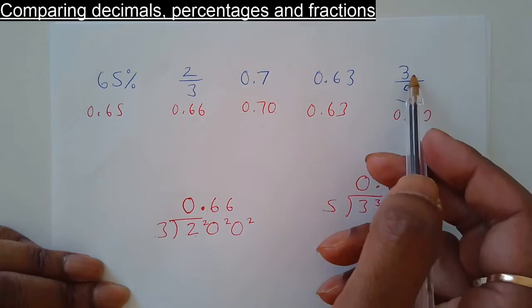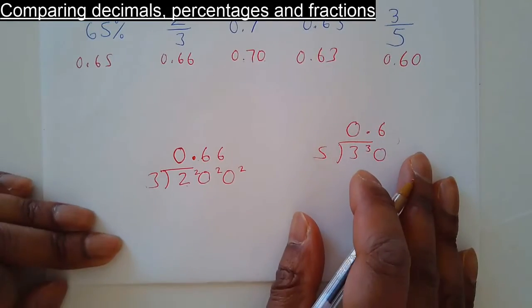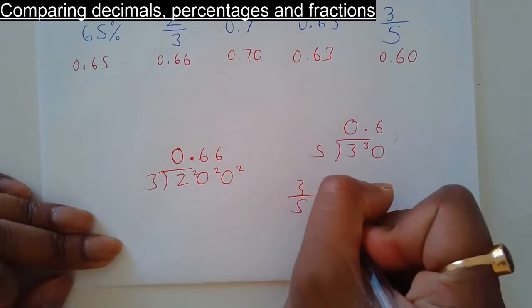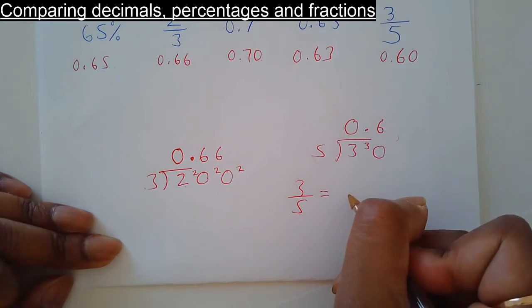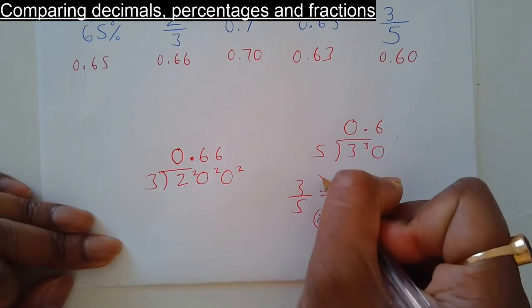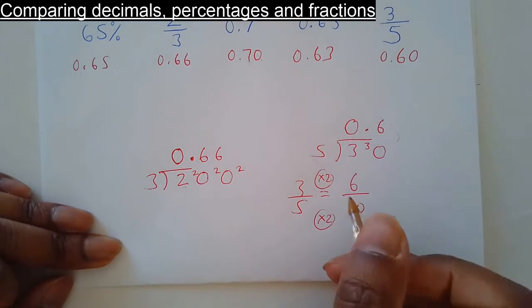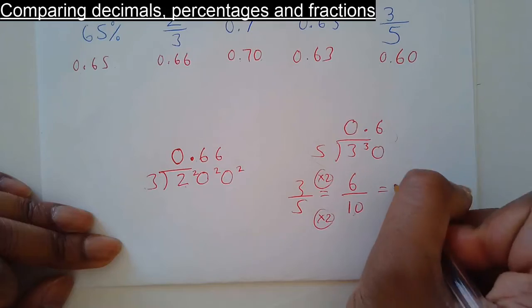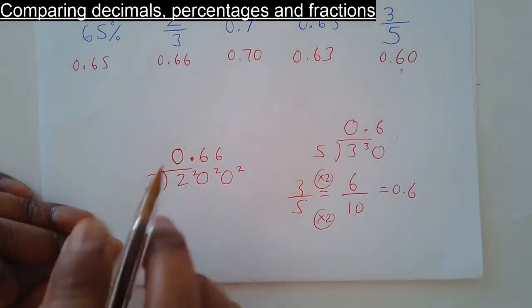You don't have to do a short division for that one. You could have done this. If you want the denominator to be a 10, multiply by 2. Whatever you do to the bottom, do to the top. 3 times 2 is 6, and you know 6/10 is 0.6. That's what we got here.